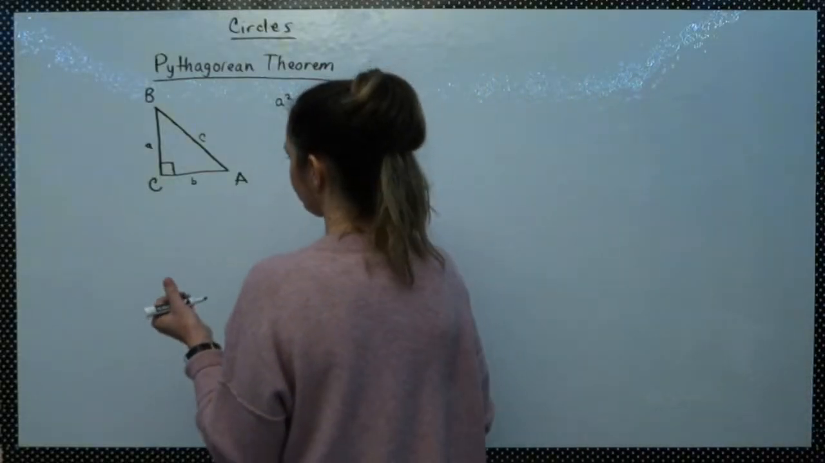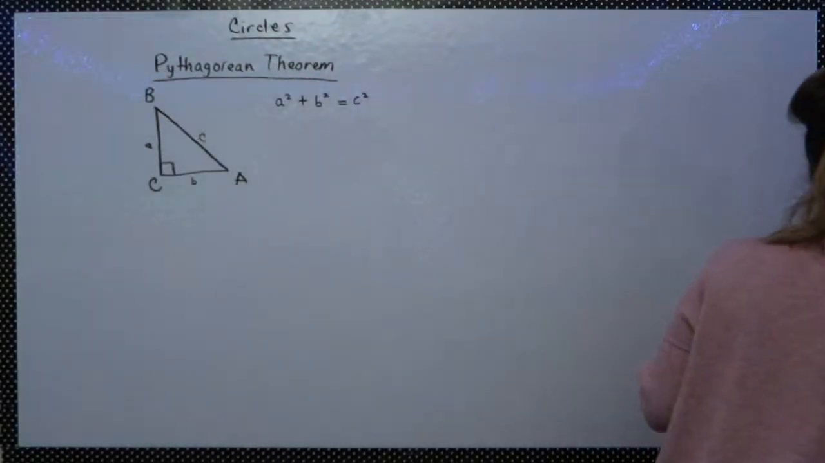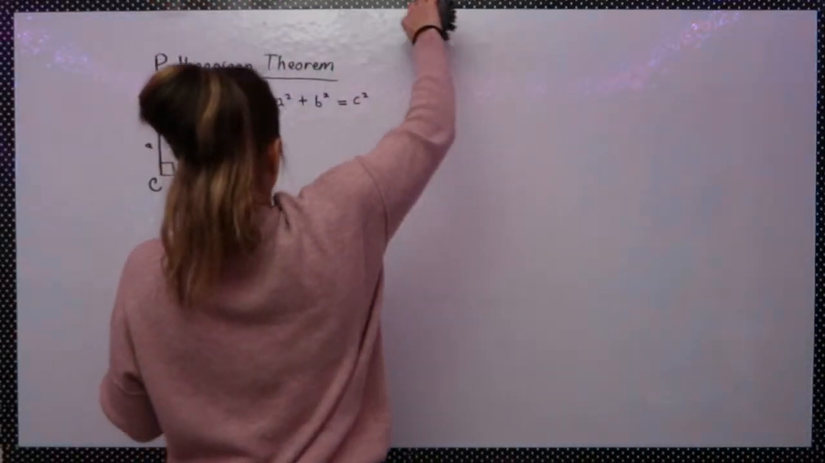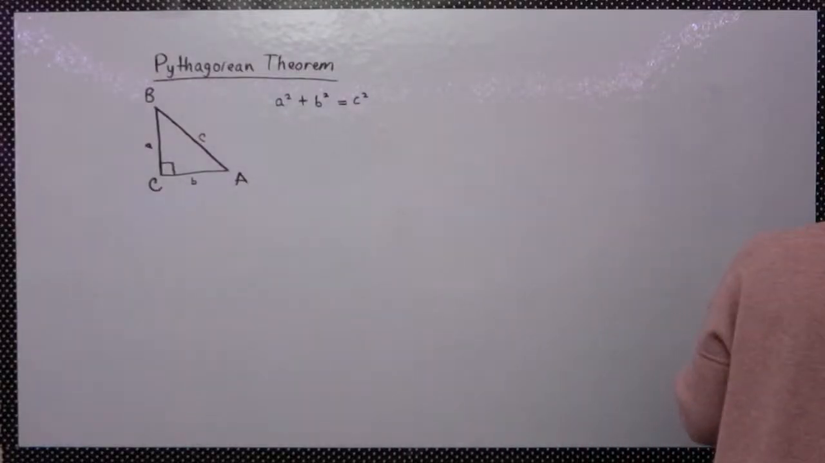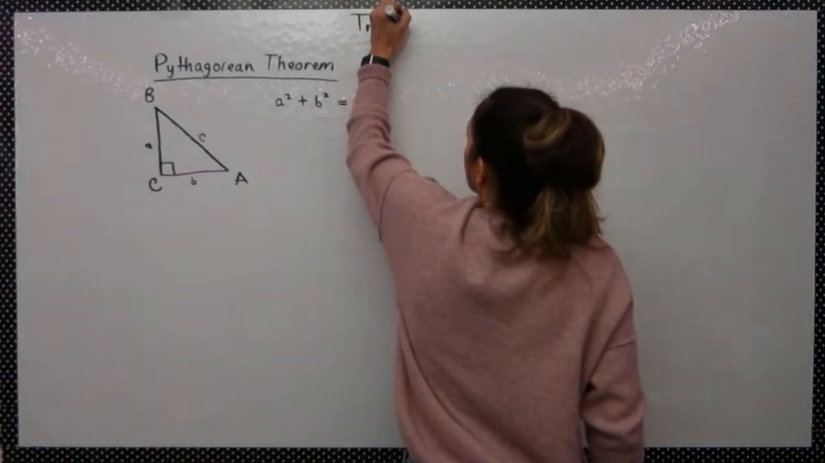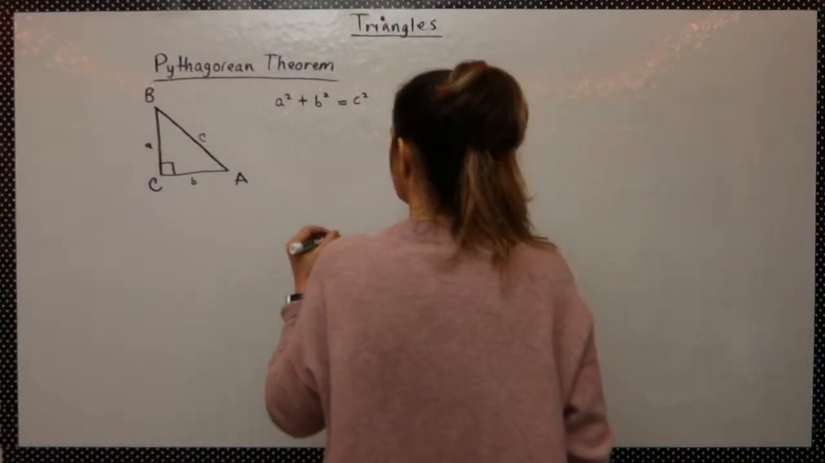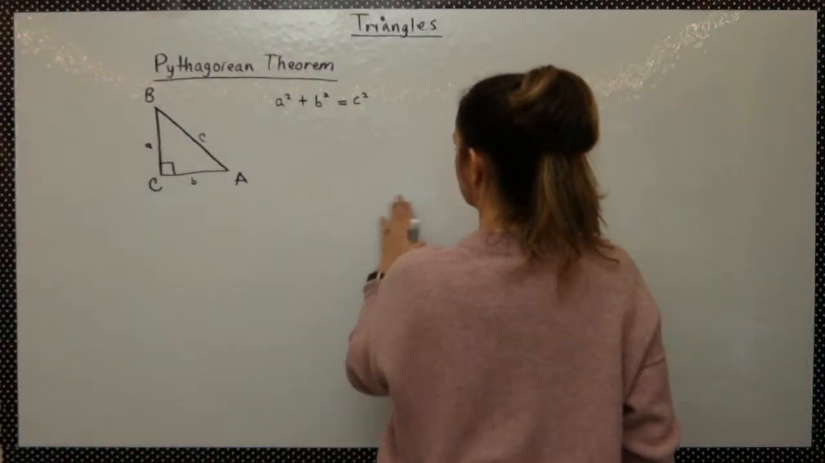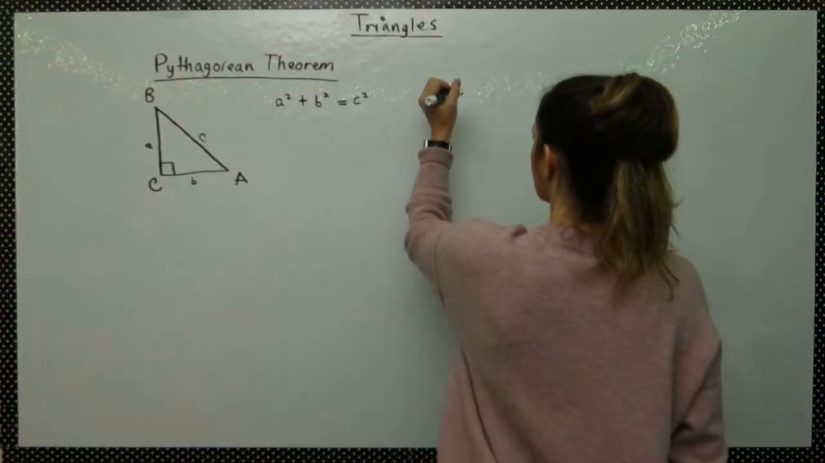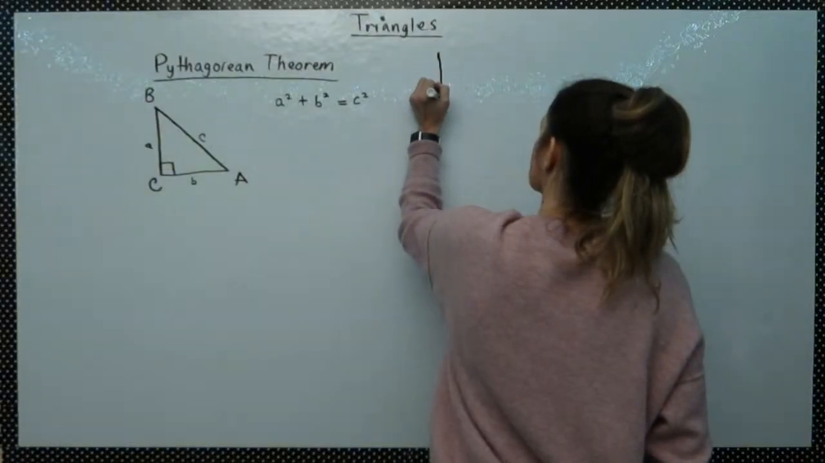So, triangles. We're not talking about circles, I'm going to erase that. I'm going to talk a little bit more about triangles. So you have triangles, and they're classified according to their angle and the side lengths.